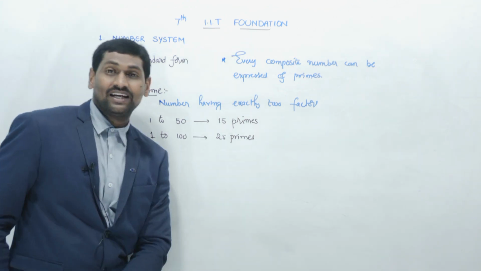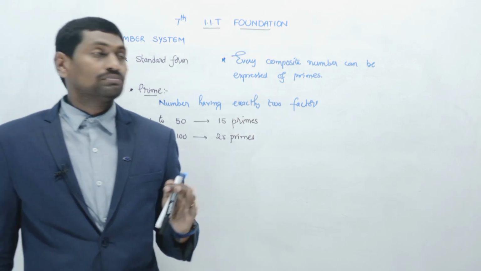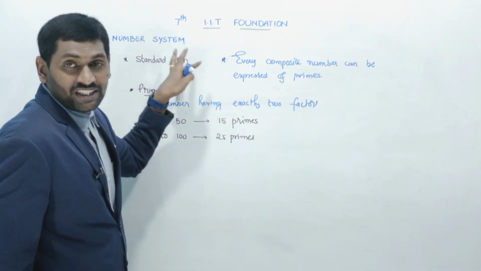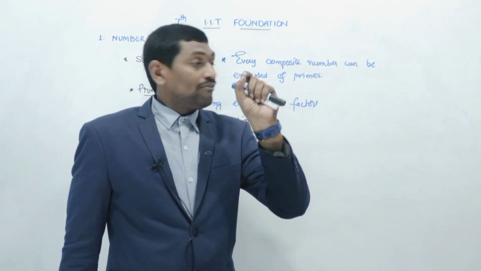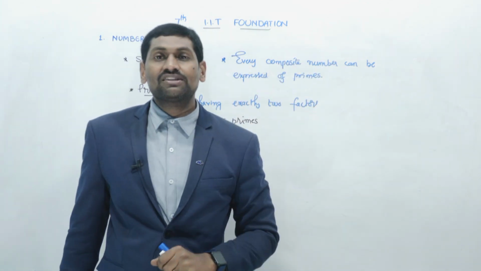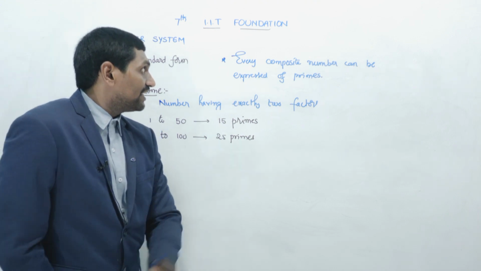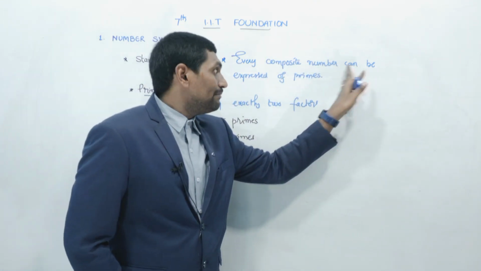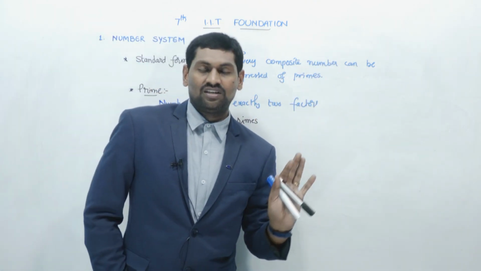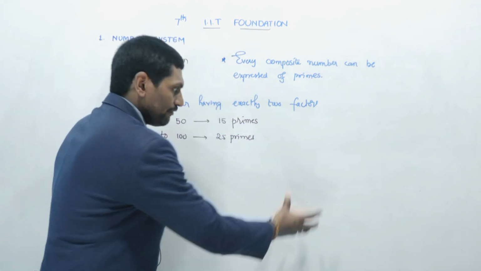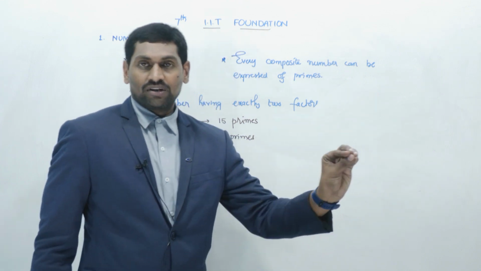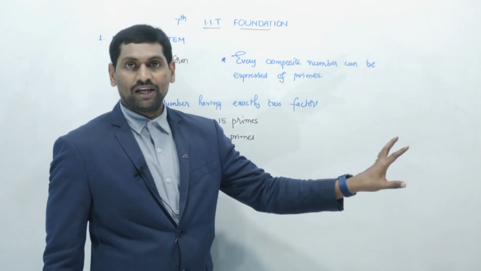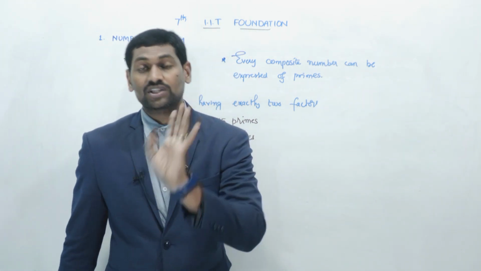We have discussed the standard form of a number. Before going to discuss it, we should be aware of the fundamental theorem of arithmetic. What is the fundamental theorem of arithmetic? I have written here, every composite number can be expressed as a product of primes. That means the 5 composite numbers from 1 to 10, we can express as products of primes.